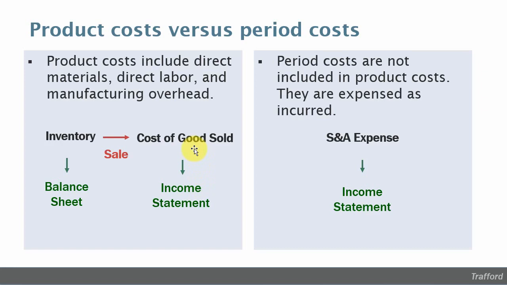cost of goods sold. Period costs are non-manufacturing costs. They're expensed as they're incurred on the income statement. They do not become part of cost of goods sold.